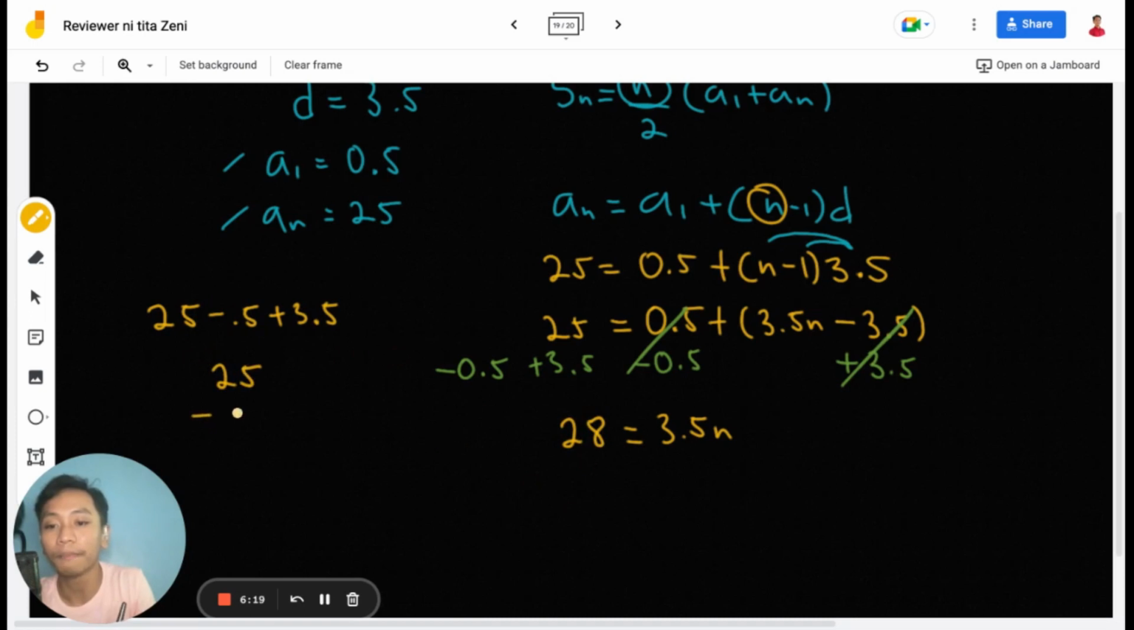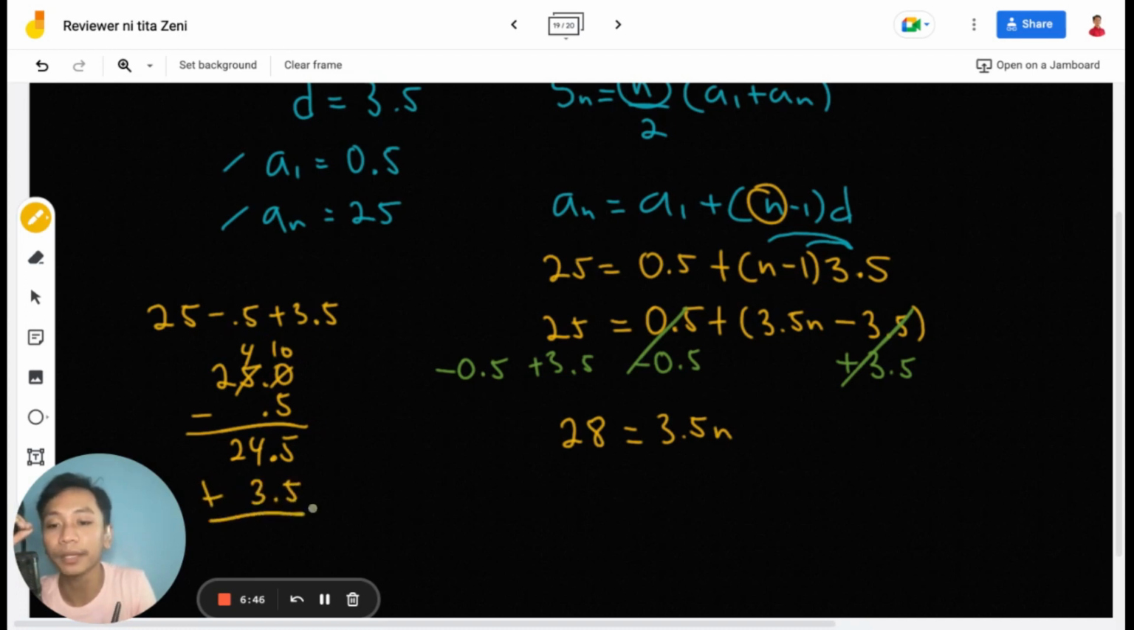25 minus 0.5 muna. 0.5 should be written here because decimal point of 25 is on this side. Sa subtraction at addition ng decimal, mahalaga magkapantay yung decimal point para makapag-add or subtract ka properly. Notice this is 0. 0 minus 5 is not possible. So magiging 4. Magiging 10. This is 5. This is 4. This is 2. You bring down the decimal point. Magkakatapat pa rin.